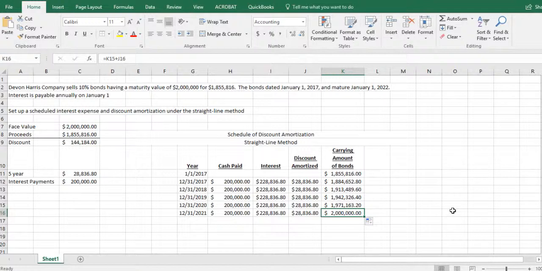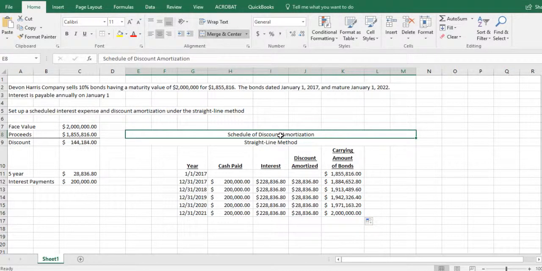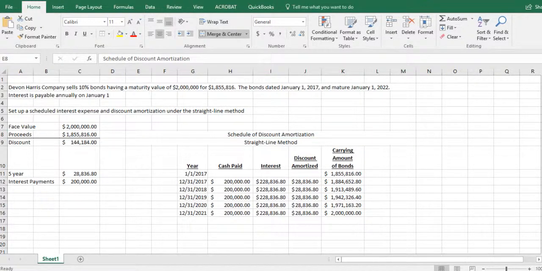So this is the cut and dried straight line method for the schedule of discount amortization. It's relatively easy because your cash paid is always the same, and your discount amortization is always the same, so your interest expense will always be the same. In another video, I will do the effective interest method using this exact same problem. Actually, I will carry this through instead, so we'll leave it here.